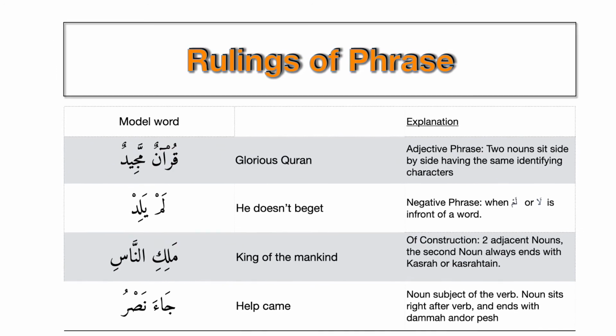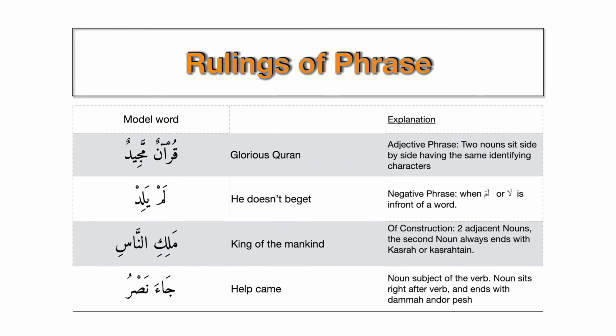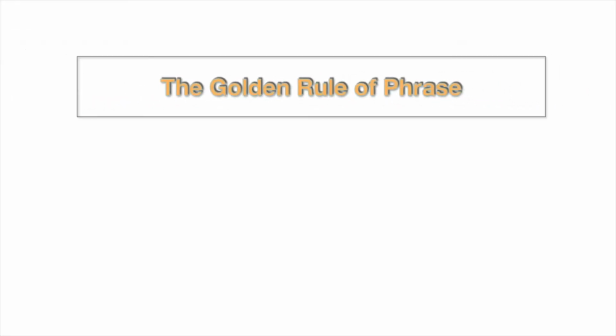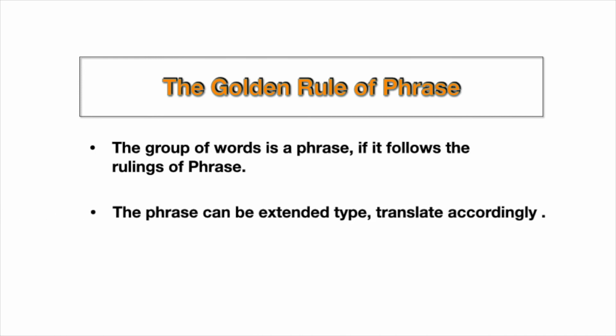Let's review the rules we learned so far. Here is the golden rule of phrases. The group of words is a phrase if it follows the rulings of phrases. The phrase could be the extended type. Translate accordingly. By extended, it means the phrase is not only limited to 2 words. It may extend or include several words. We will study the extended type soon.